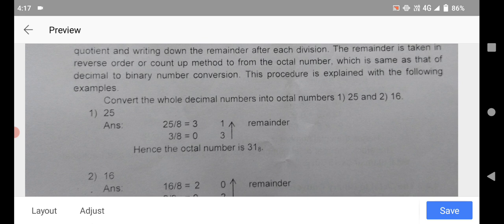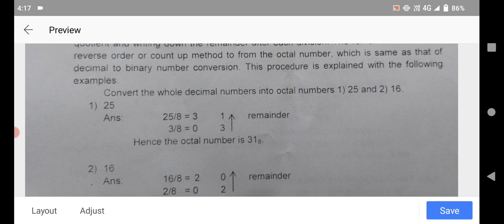Here note down the remainder is 1. Okay, again 3 is the quotient. 3 divided by 8. 8 cannot divide 3, no. So quotient is 0 and remainder is 3. Okay, here our division is complete.